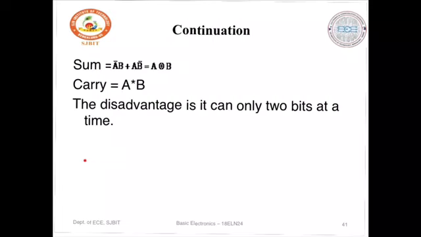So, in order to overcome this disadvantage, in order to include the carry resulting from the previous addition also, we are using one more type of adder called full adder. Okay. So, to overcome the disadvantage of the half adder that it can take only 2 bits at a time, we are using one more adder which is named as full adder. The full adder uses 3 input bits. As usual, there will be 2 inputs A and B. With these 2 inputs, there will be one more input, which I call the carry input. So, I have taken that variable as C with the suffix in.